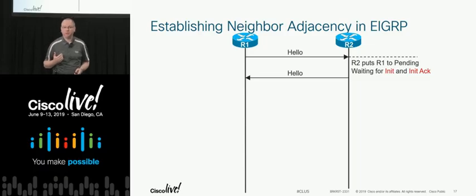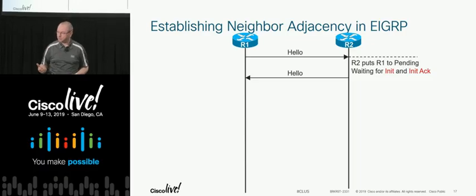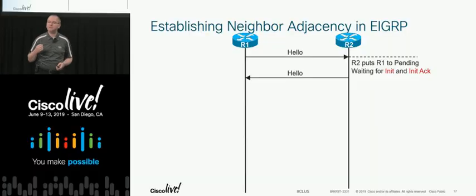R2 sends a hello packet. It goes to R1. R1 creates an entry. It just learned about the new neighbor, and it puts R2 into the pending state as well, again waiting for init and init ack. When I say init, it's just a flag in the EIGRP header that tells us we're starting anew. But we need to know that we haven't missed anything. We need to know this is the real start.